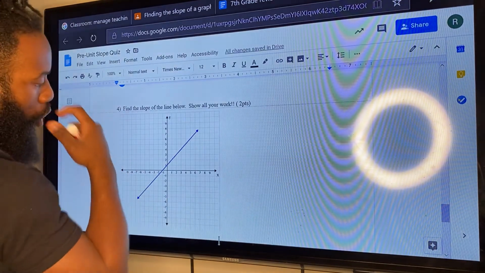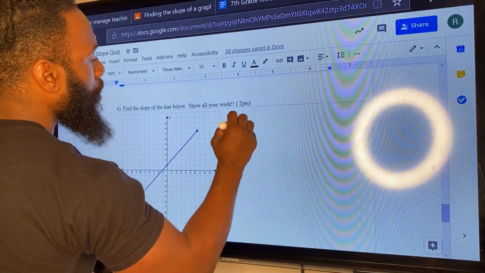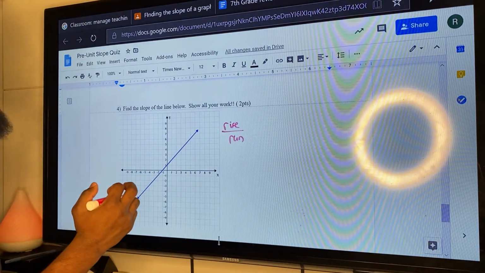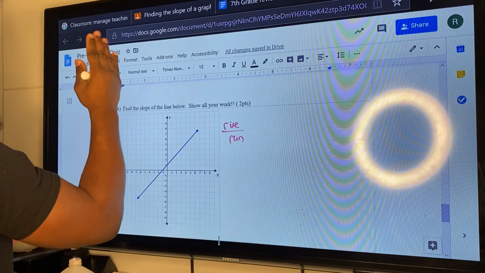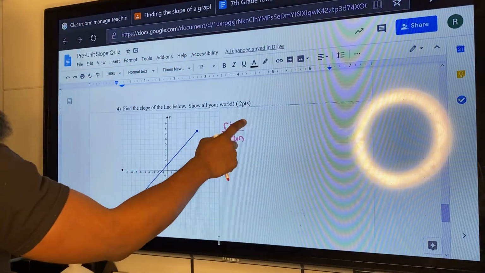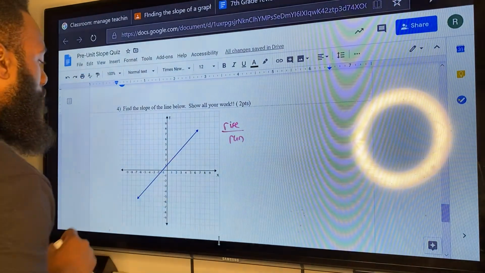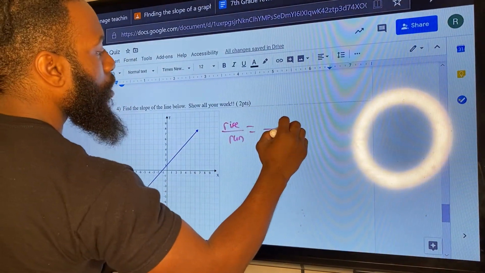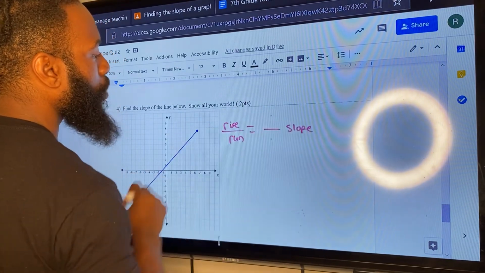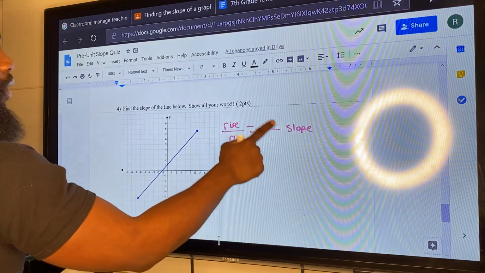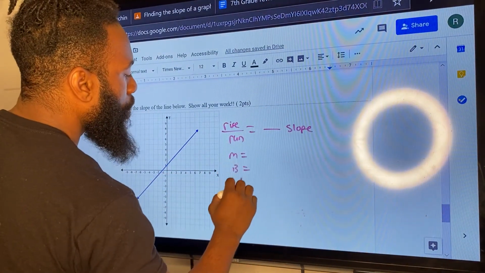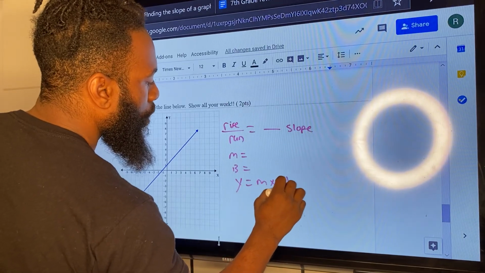And to find the slope of a graph, you're going to use the rise over the run. You're going to plot 2 points on this graph, and then you're going to see how much it goes up by, and then how much it goes across by. How much it goes up or down will be your rise. How much it goes across will be your run. Whatever that rise is divided by that run gives you the slope. So m equals, b equals, and then you fill in the blank.